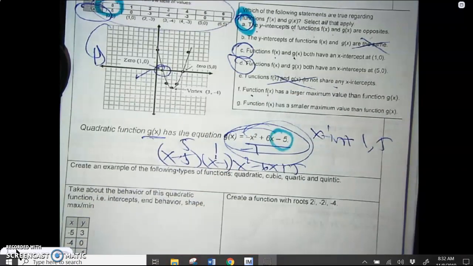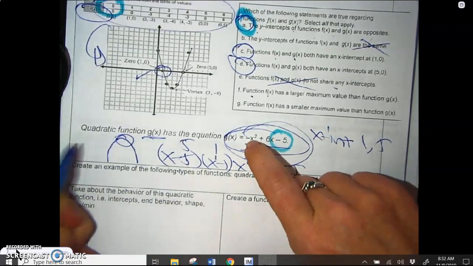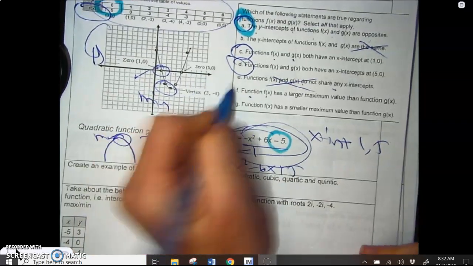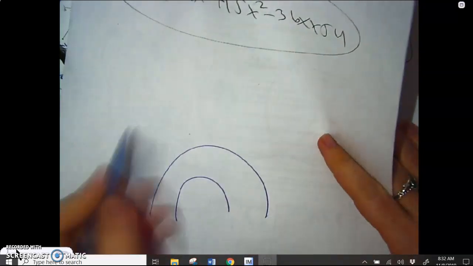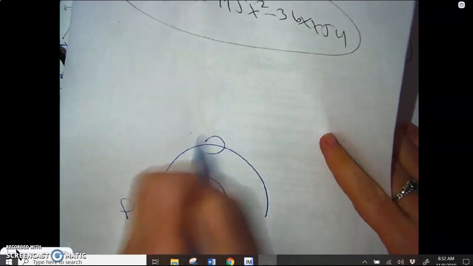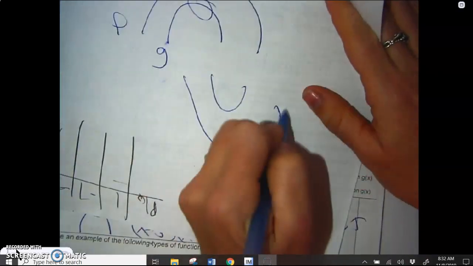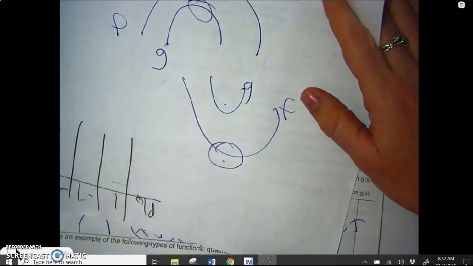f of x has a larger maximum than g of x. Well, g of x is going down, so it has a max, and this one has a min. So that doesn't even make sense. You can't compare different things. But what if you graphed one and the other one, and this was f and this was g? You would say f has a larger max than g. Or if it was a min, and this is f and this is g, you would say f has a smaller minimum than g. Okay?